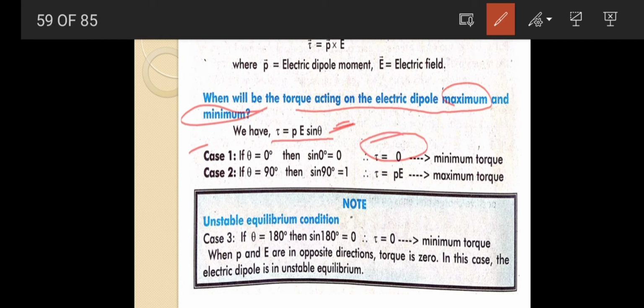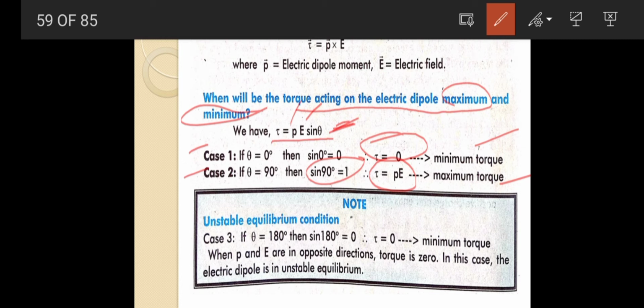So tau is 0 when the angle between electric dipole moment P and E is 0. In that case, the dipole experiences the minimum torque, which is 0. In case 2, if theta is equal to 90 degrees, then sin 90 becomes 1, and the expression becomes tau equal to P E. So this is the maximum torque. An electric dipole experiences maximum torque when the angle between the electric dipole moment P and the electric field is 90 degrees, and the torque is tau equal to P E.